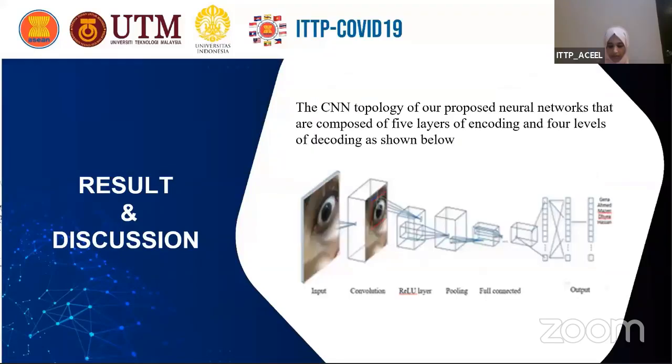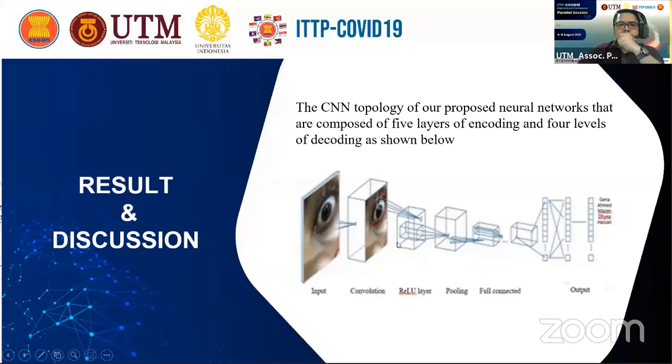Then we have the CNN topography for our proposed neural network, which is composed of 5 layers of encoding and 4 levels of decoding, as shown below. So you see here the 5 layers. Firstly, the input. After that, the CNN convolution, then the ReLU layers, then the pooling, then the fully connected layer, and as output we get the eye ready for identification.